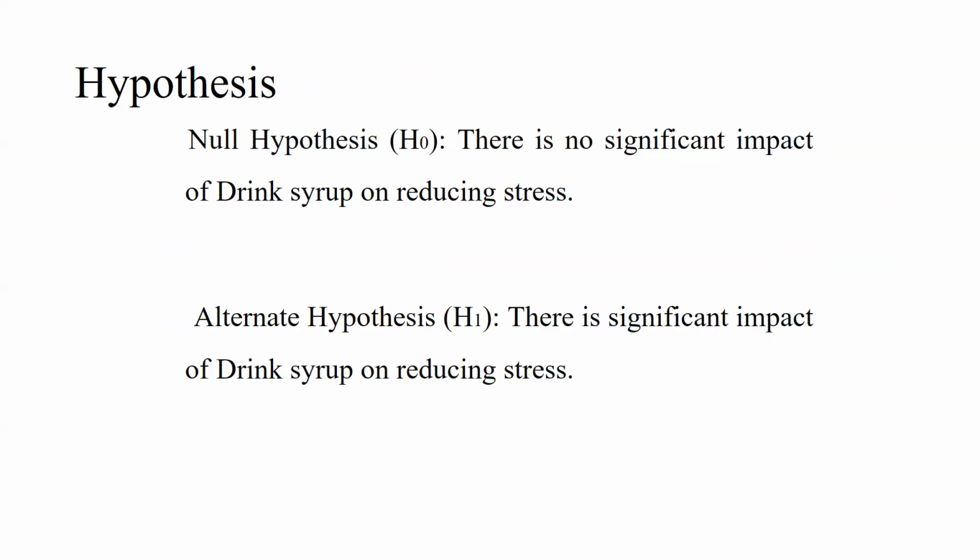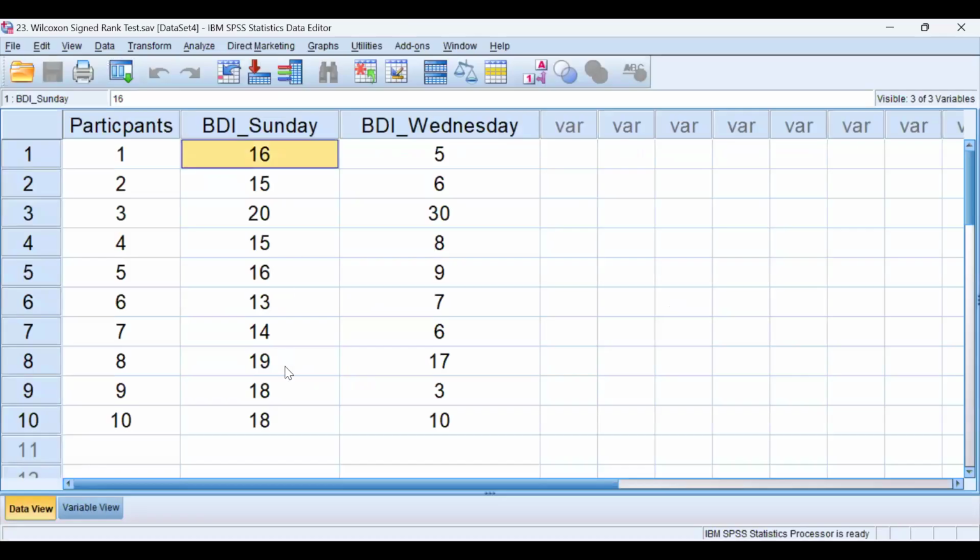So I am opening the data set to perform the Wilcoxon signed rank test. There are two groups. You can see the data set. At Sunday night, the depression score was 16. And after giving those 3 nights, Sunday, Monday, Tuesday, and the Wednesday morning, the score was less. So this is my data set. How to perform the Wilcoxon signed rank test for non-parametric data?